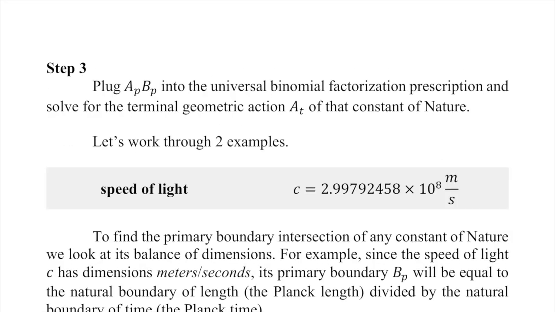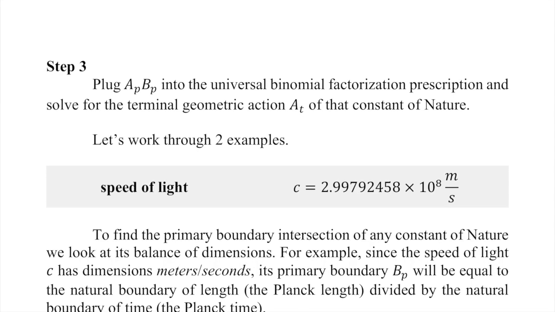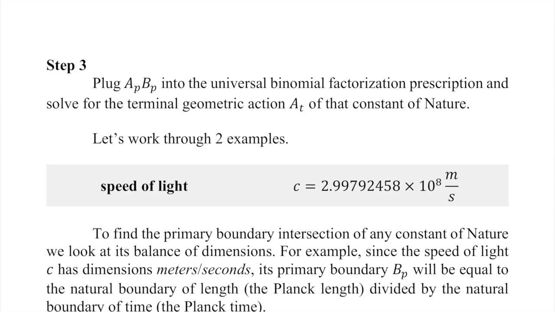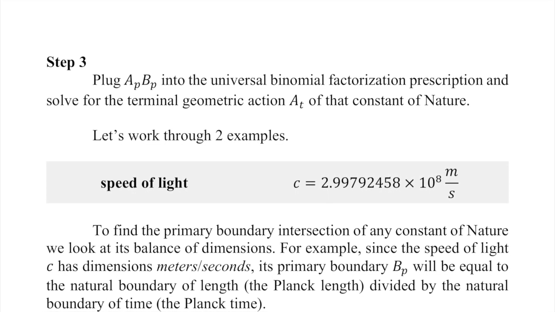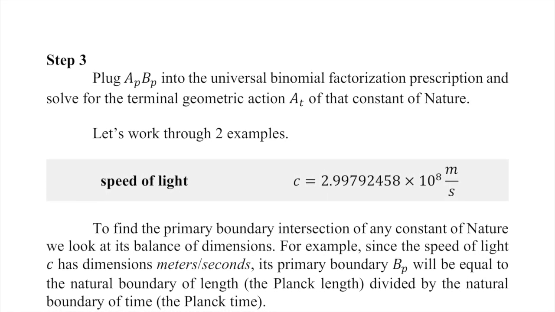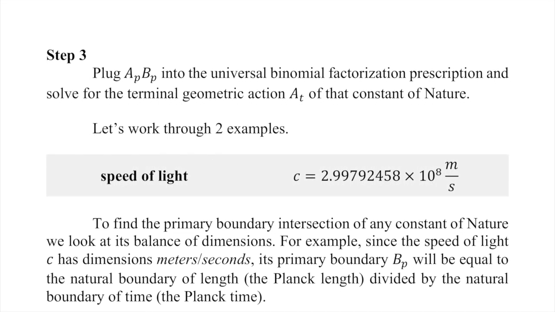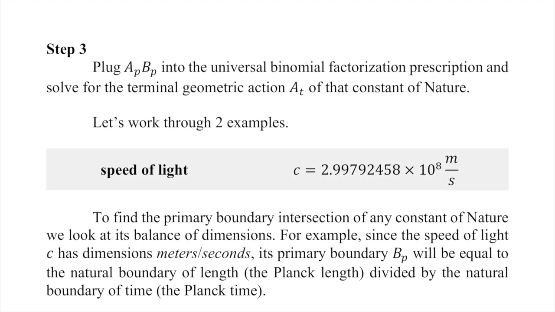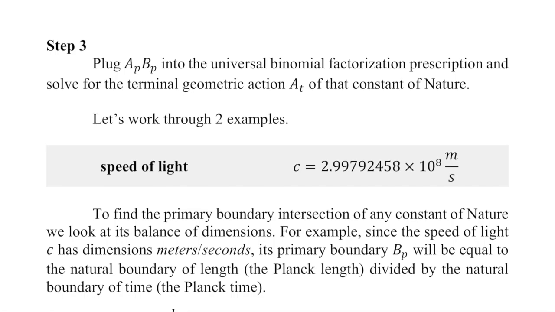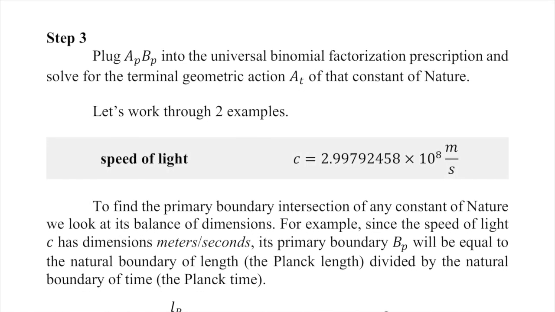Then step 3, once we've solved for both the primary action and the balance of primary boundaries, we put those values back into the universal binomial factorization prescription and solve for the terminal geometric action of this constant of nature, so our A sub t. So we're going to have 2 examples, and this process applies to every single constant of nature. First, the speed of light. We look up its measured value. It's listed at 2.9979248 times 10 to the 8 meters per second.